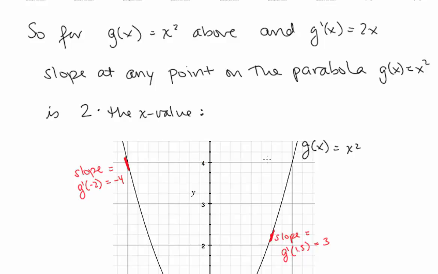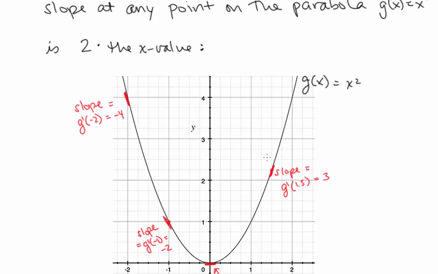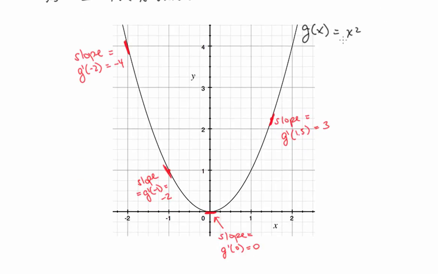So here is that parabola, g of x equals x squared. And what we found with g prime equals 2x is that the slope at any point is going to be 2 times its x value. g prime of -2 is -4. The slope here is -4.